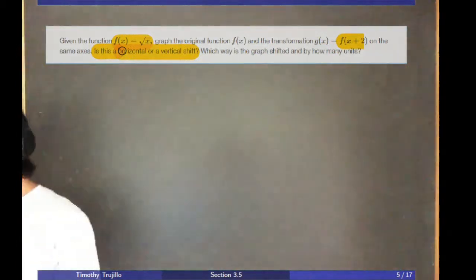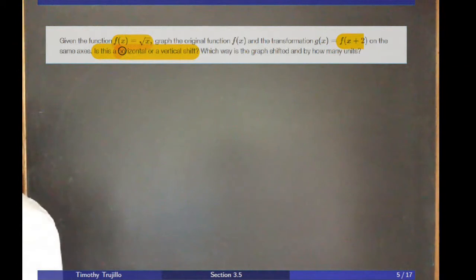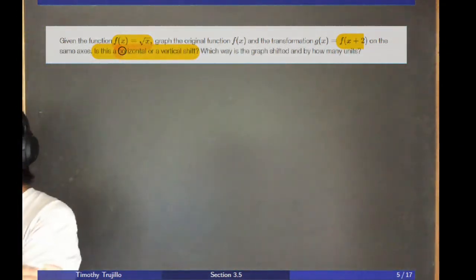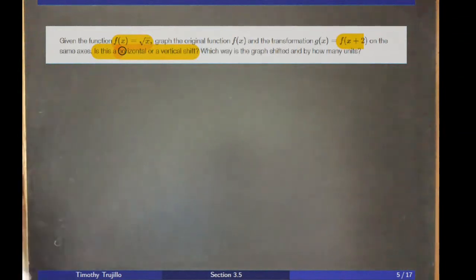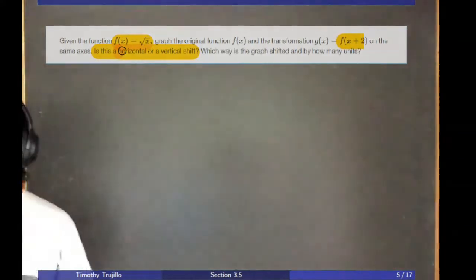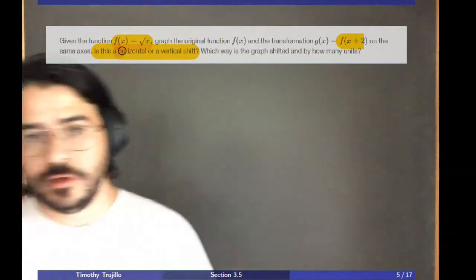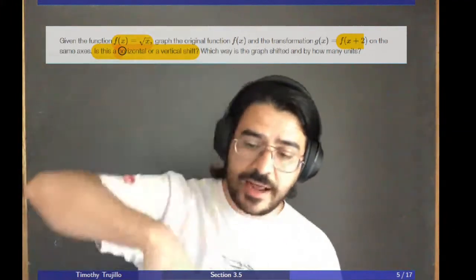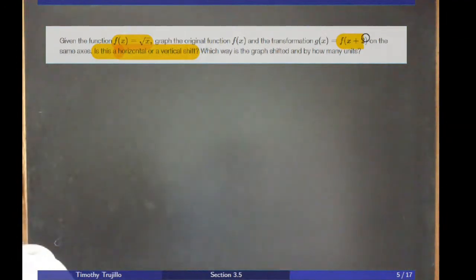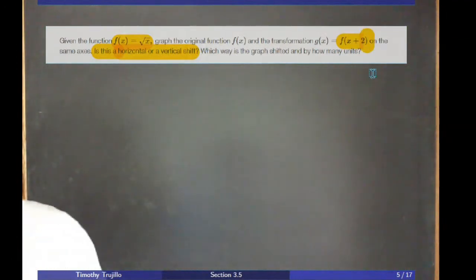Well, I see there's a mixture of people saying vertical, some people say horizontal. Okay, so we're adding to the x, right? We're adding to the x, and the x is the horizontal part. So it's going to move horizontally, not up or down. The up or down would be if we added 2 to the outside. Notice there's a parenthesis here. So this is going to be a horizontal shift.